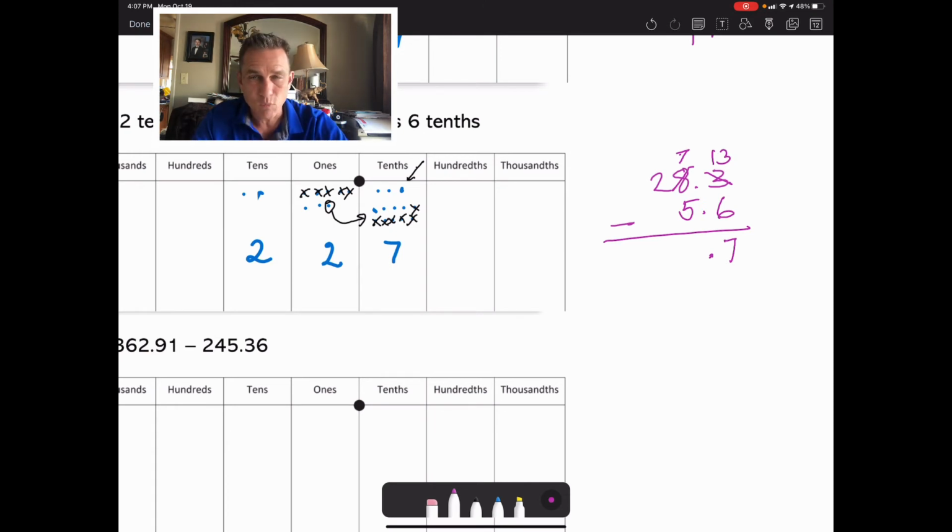Now I have 7 ones left. So 7 ones minus 5 ones is 2 ones. And then I have 2 tens minus no tens, which is still 2 tens. So we have 22 and 7 tenths for our answer.